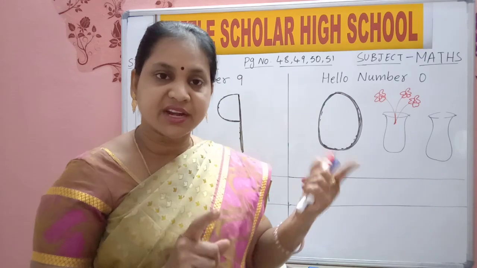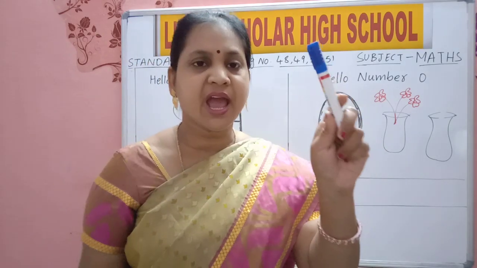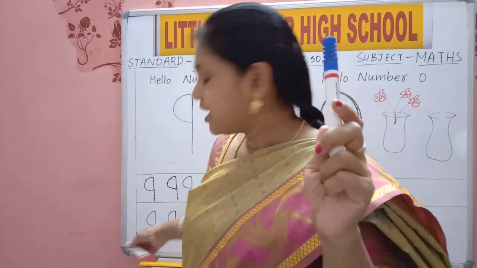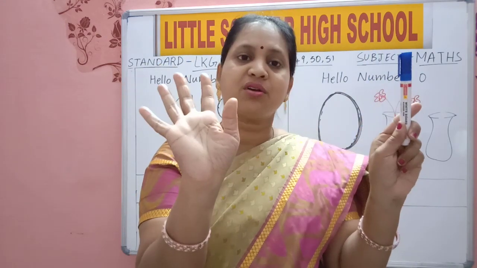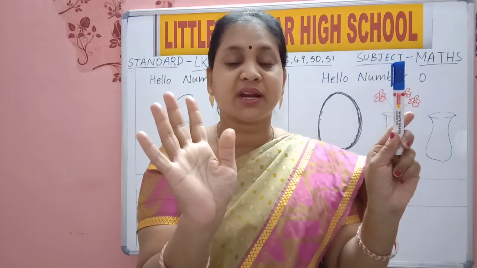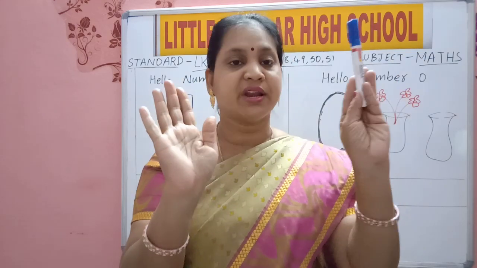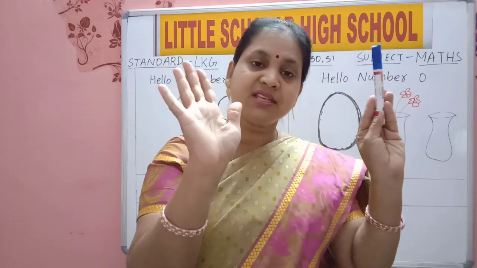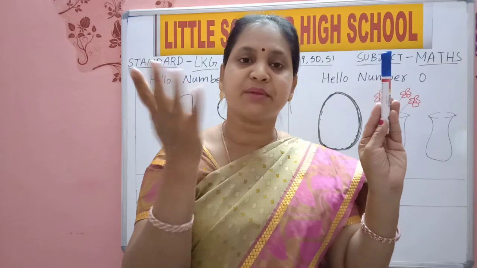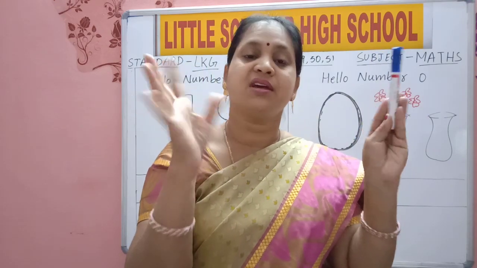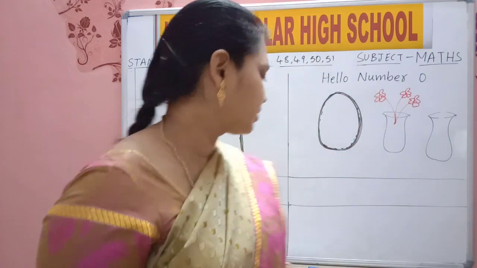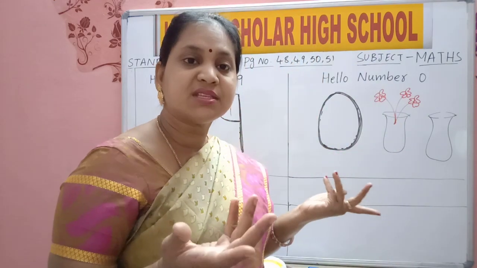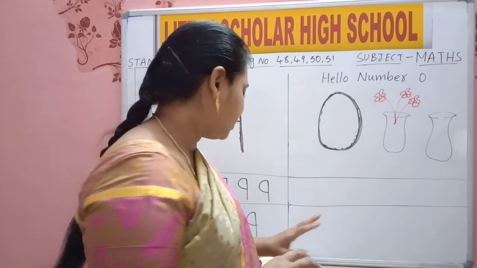Nothing is there means what? 0. If 1 is there, we will say I have 1 in this hand. So what will you say? 1 marker. But in this hand, 1 is also not there. That means 0 markers are there. Yes. In one hand I have 1 marker. In this hand I don't have even 1. That means 0 markers are there. No markers. Nothing is there. So 0. The value of 0 means nothing.